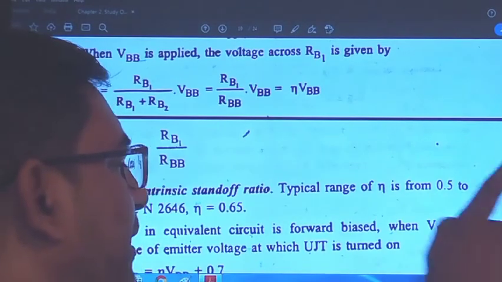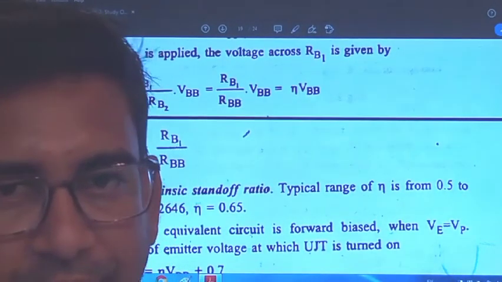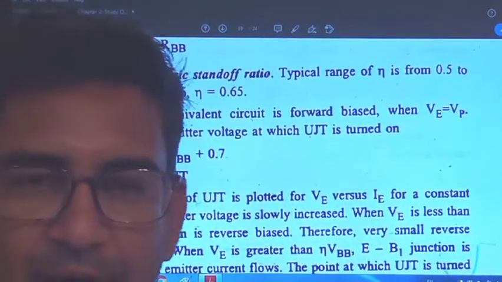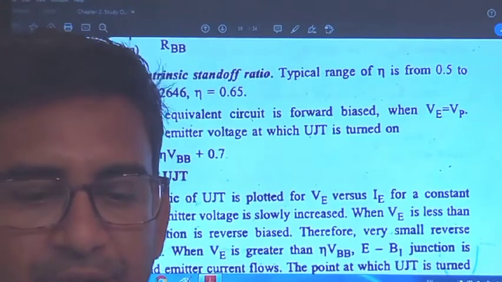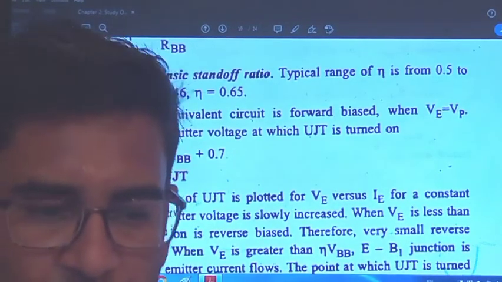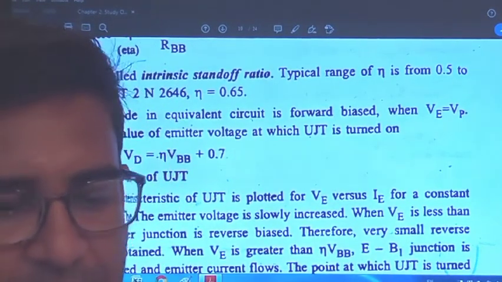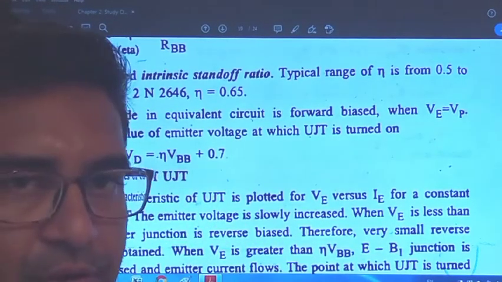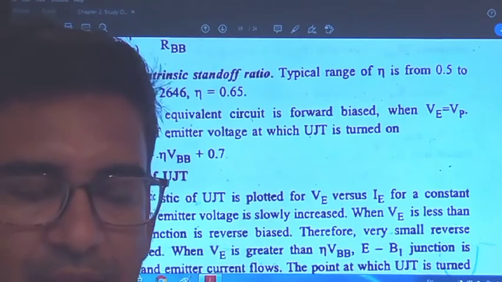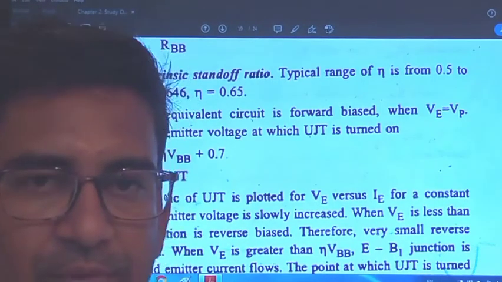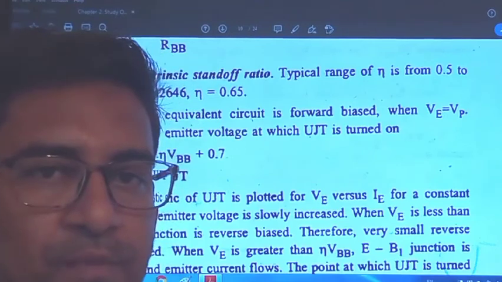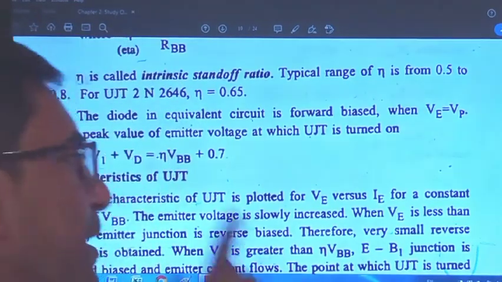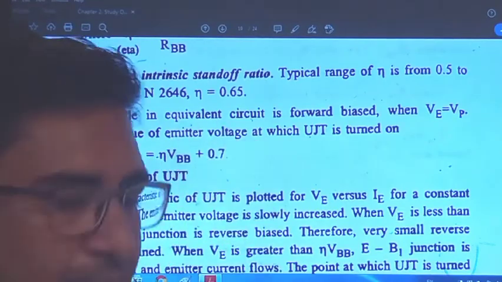The diode in the equivalent circuit is always forward biased. When the emitter voltage equals VP, the peak value of the emitter voltage, the UJT is turned on. V1 plus VD gives eta into VBB plus 0.7 if it is silicon. If it is germanium, 0.3 is considered: eta VBB plus 0.3.